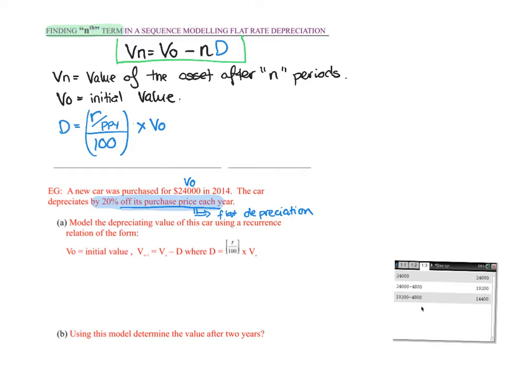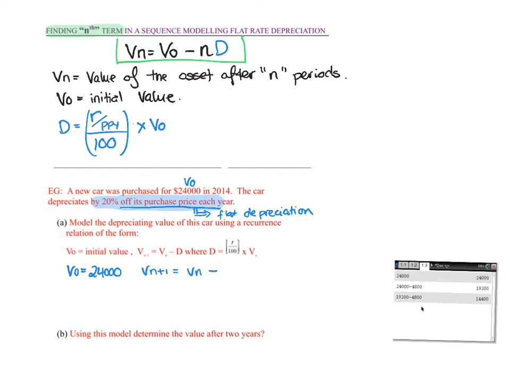Okay, and then they've said that it models the depreciating value of this car using the recurrence relation form. So they've been nice and shown you what a recurrence relation form is. You probably won't get prompted like that. You'll just have to know what a recurrence relation is. So we know that anyway. So we'll put our V0 in, which was 24,000. And now we're going to try and find Vn plus 1, which is Vn minus, now I need to find the D.